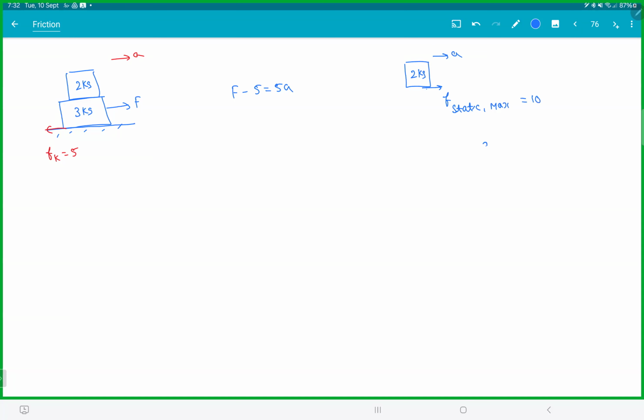This is 10. So a is equal to 5. Take this and put it here. F minus 5 is equal to 25. F is equal to 30 newtons. So 30 newtons is the maximum. Anything more than this, the blocks also will start slipping between them. You should use kinetic only after the slipping starts. If you're on the verge of slipping, it is still static maximum. I hope you're getting the difference between Fk and mu F static now.